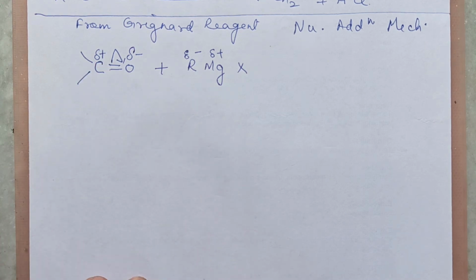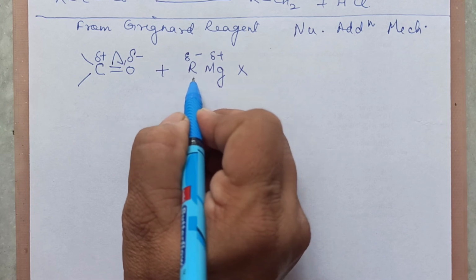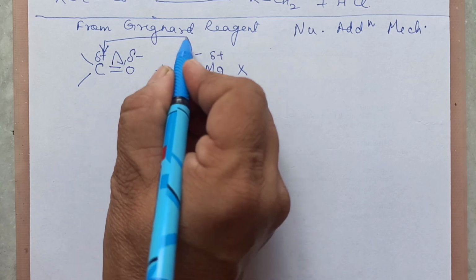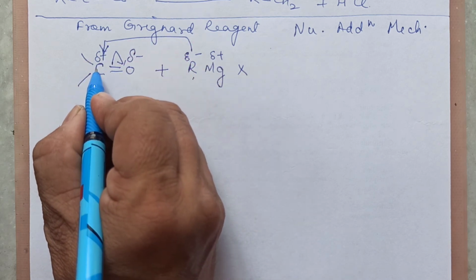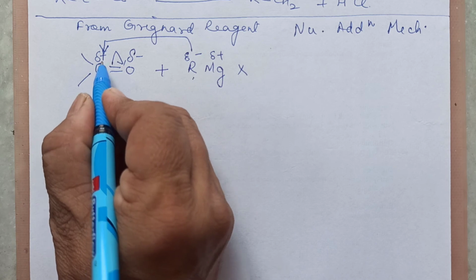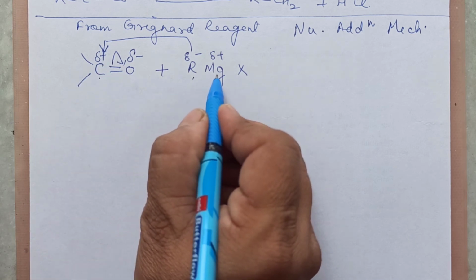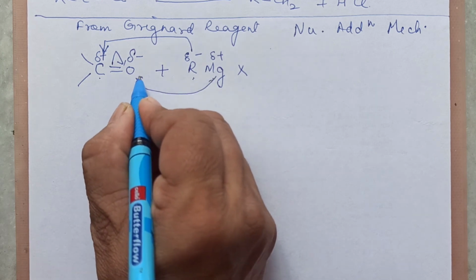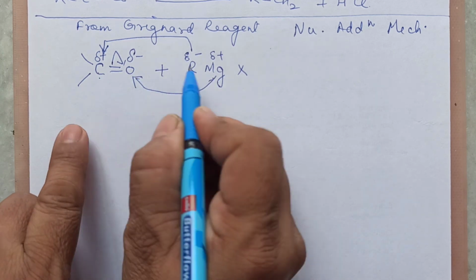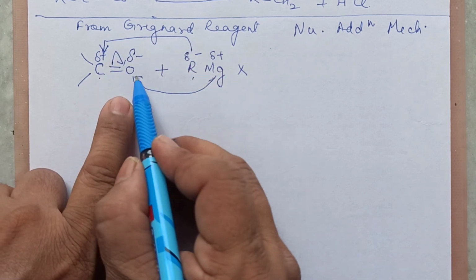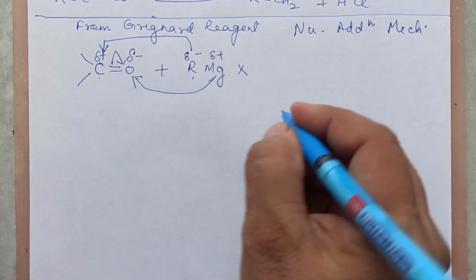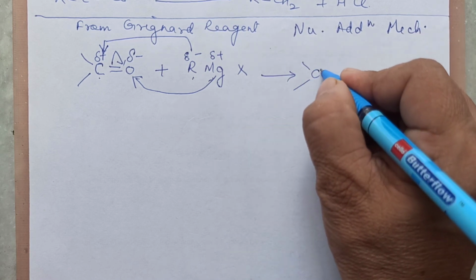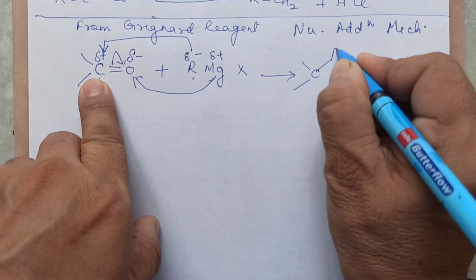So when this happens, the R which is negative will add on to the carbon which is positive, and Mg which has a partial positive charge will add on to oxygen. The opposite thing: this carbon is positive, so the negative R will attack here. O is negative, so Mg which is positive will add on here. So what changes are there, we are going to write down here. This was R on the top, I have written.